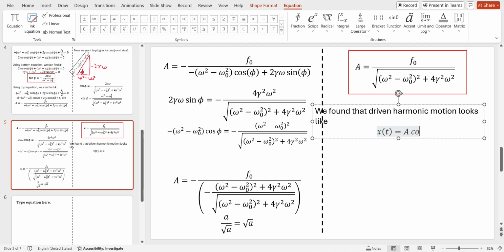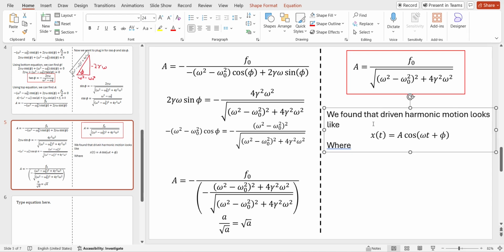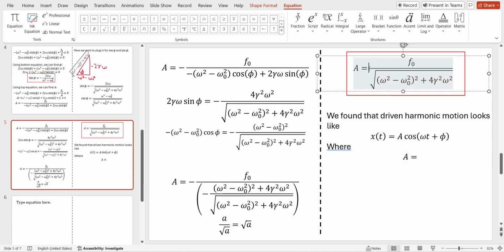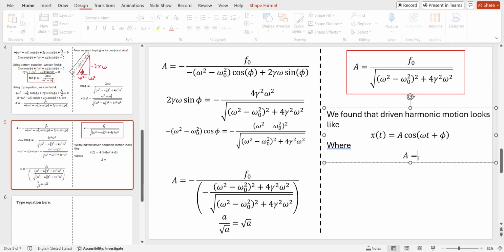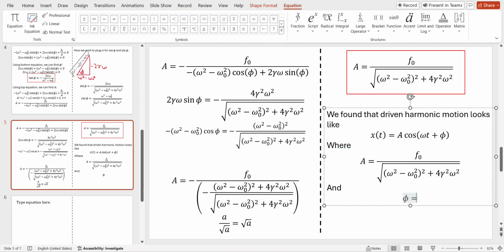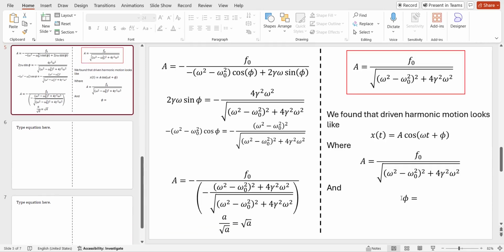So here I'm just summarizing everything we found. When you have driven harmonic motion, it looks like A cosine omega t plus phi, where A is what we just found. And phi is that other expression we had from earlier. And instead of writing phi, actually write tangent phi.